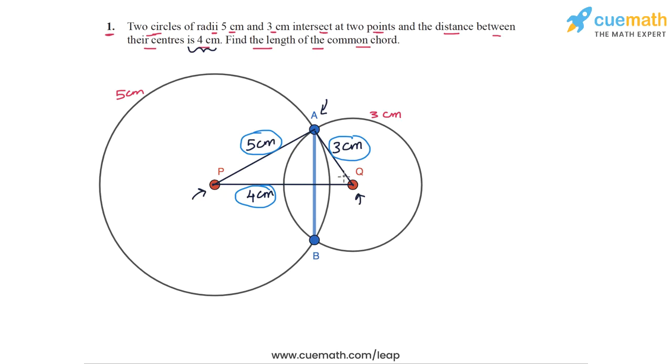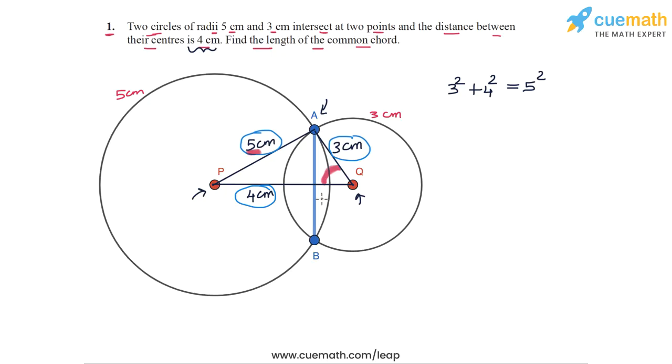Now here's the interesting thing. These three values, 5 centimeter, 4 centimeter and 3 centimeter, form a Pythagorean triplet because 3 square plus 4 square is equal to 5 square. So these three values form a Pythagorean triplet, which means that triangle APQ must be a right angled triangle and the angle opposite the largest side. So the largest side is this 5 centimeter side. The angle opposite this side is this angle. This angle should be 90 degrees.